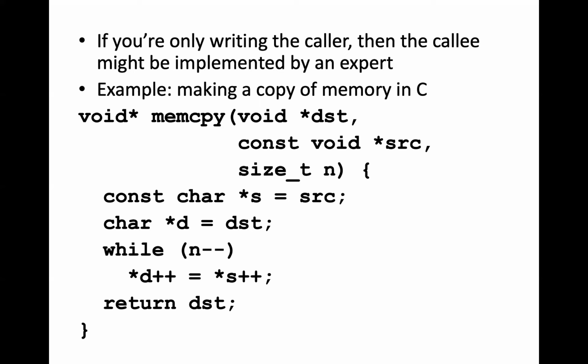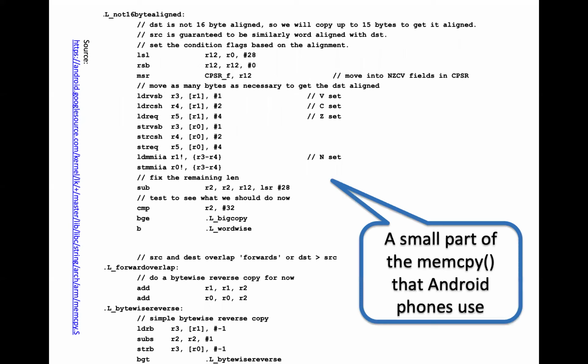Things can be a lot worse than this C code. C is generally a programming language in which you can write code that runs pretty fast. But if you want to write code that runs really fast, then you write it in the very lowest level, assembly language, which we'll be looking at a different version of in a later part of this course. Here's a memory copy function that's used on an Android phone. If you have an Android phone, you're running this code. Some human wrote this assembly language to do the memory copy, and this is only a small part of it.